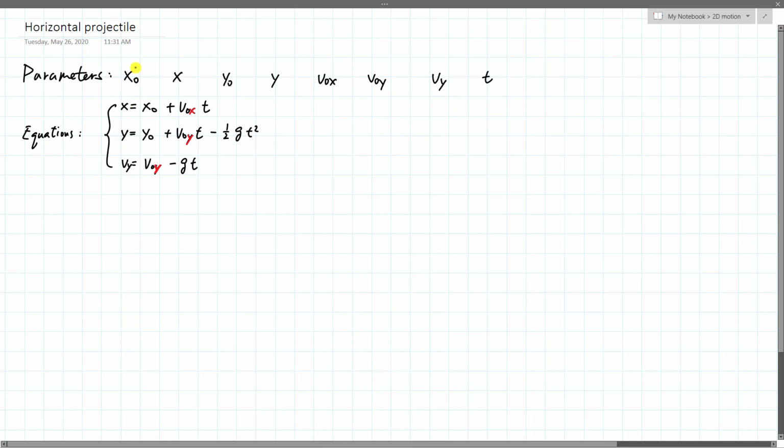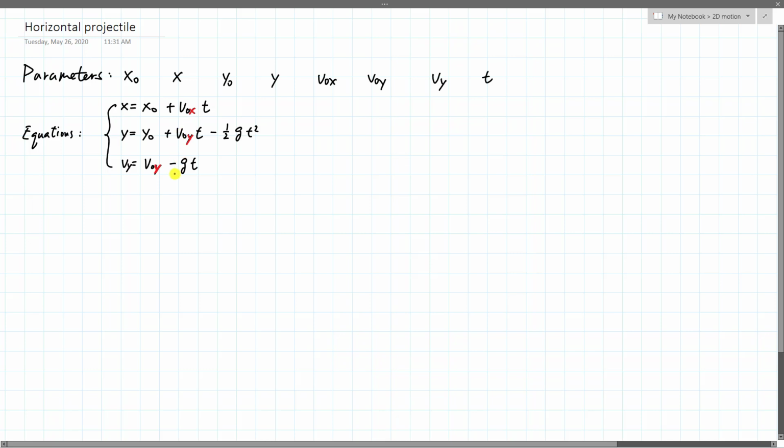This is what we're introduced with, the parameters list. So initial position in x, final position x, initial in y, final in y, and these are the broken down components of initial x and y velocities. This is the final y velocity, this is the time. So these are the equations that you have seen already, and make sure you follow these subscripts. Instead of just saying v0, this is v0x, which is only a component of v0.